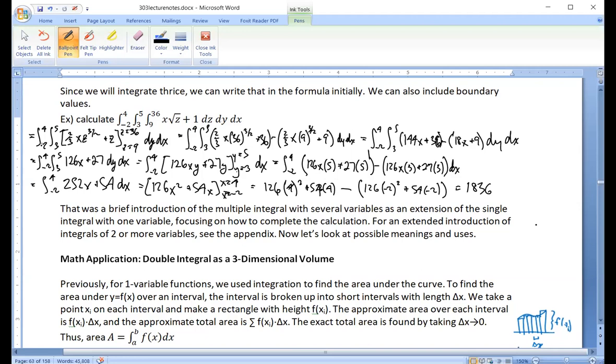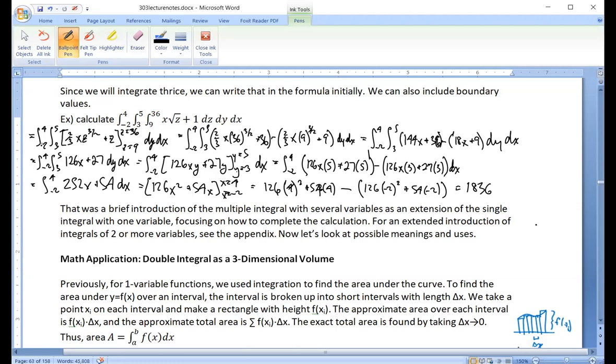And then we get the exact area by taking delta x going to 0. It becomes a better and better approximation until we get the exact area, which is the integral. So the area equals the integral from a to b, f of x dx. So that is all from single variable calculus.